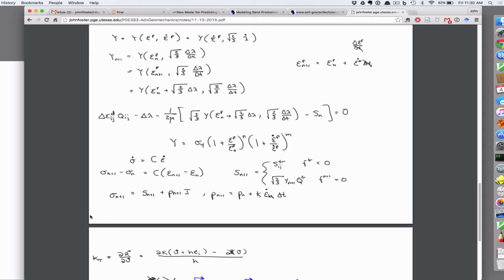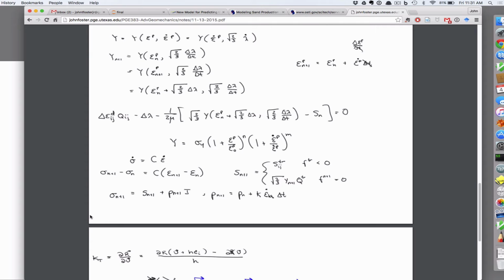If it's elastic, you're going to accept the trial stress as the stress, and you're going to move on. However, if it's plastic, then you have to update this guy, and this guy is a function of... I mean, you're essentially solving this equation for delta lambda, which is delta p. But then when you update your stress, you need it, right?